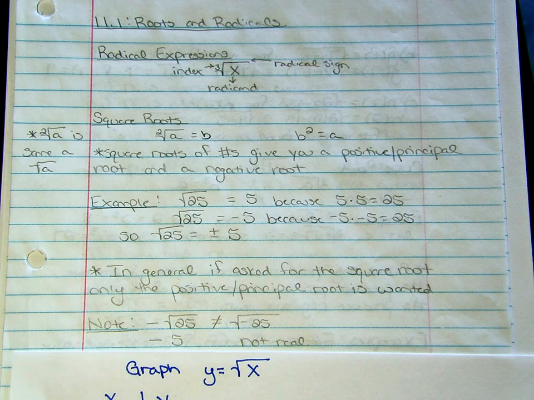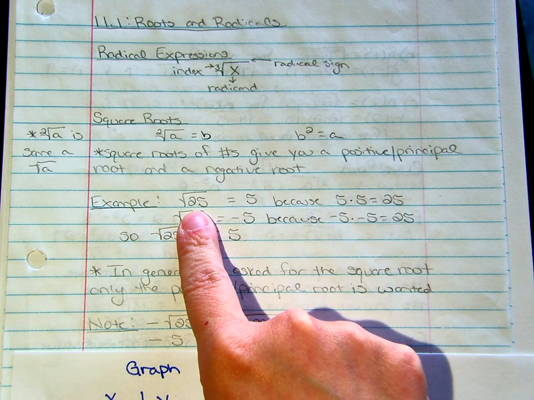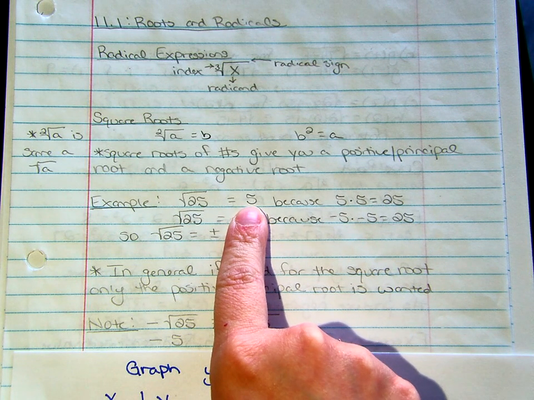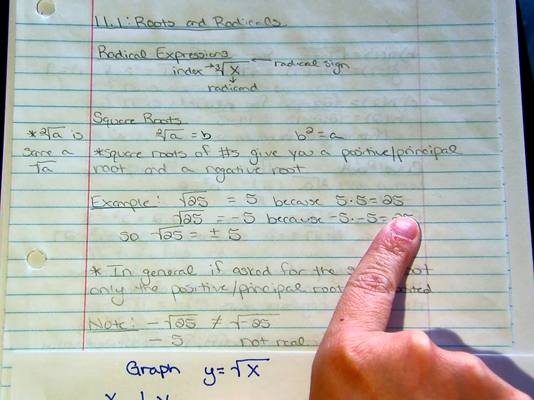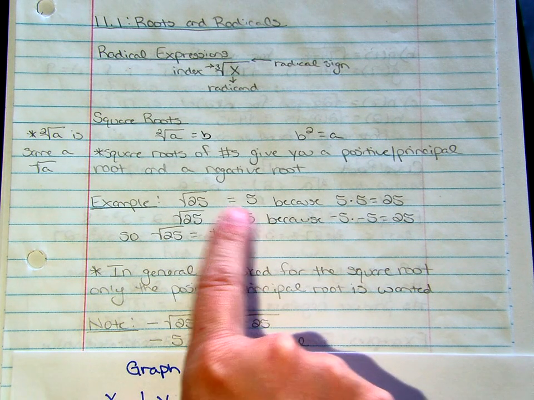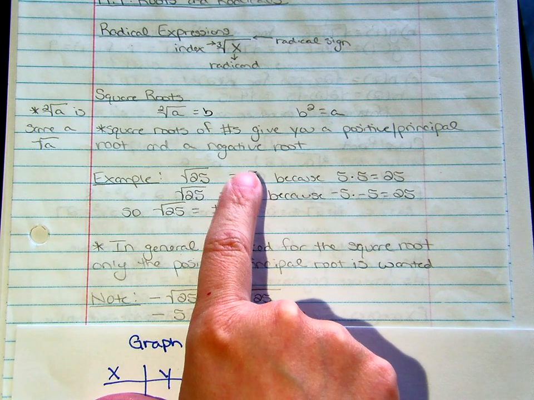And so I give a general example here of what that means. What do I even mean when I say that you have a positive and a principal root and a negative root? Well, the square root of 25, if I ask you in general, most of you are going to tell me that the square root of 25 is 5. And you're not wrong. You're very right. 5 times 5 gives me 25. This holds. This is true. And this is a positive root. There's a positive symbol there, or it's a positive number. So this would be our positive or principal root.